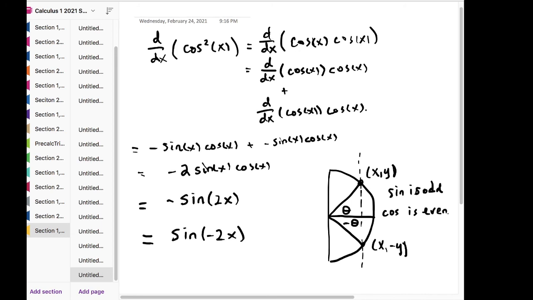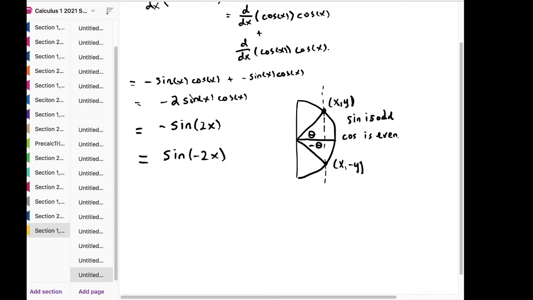If you don't remember what these things mean: if f of negative x is equal to negative f of x, this is odd. If f of negative x is equal to f of x, that's even. They're symmetry rules. Odd is symmetric over the origin, and even is symmetric over the y-axis.